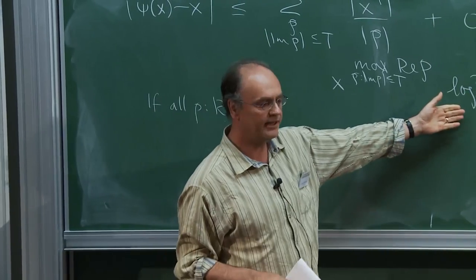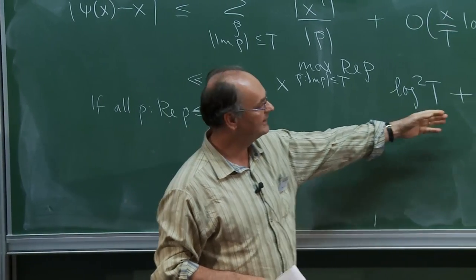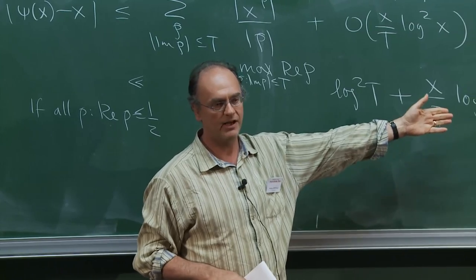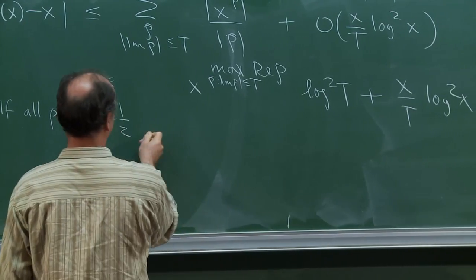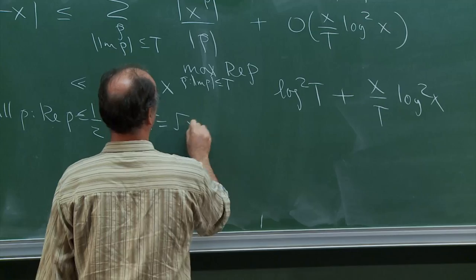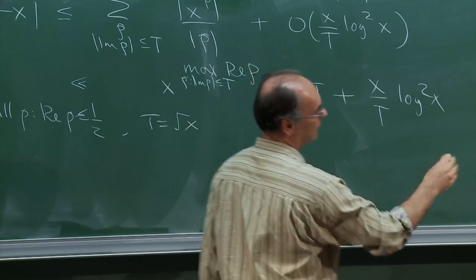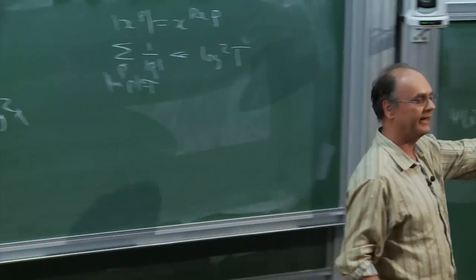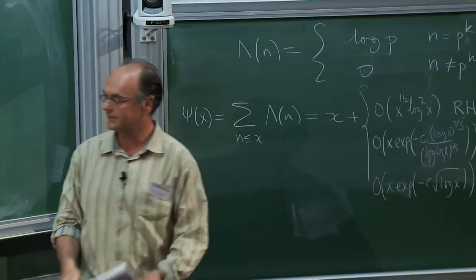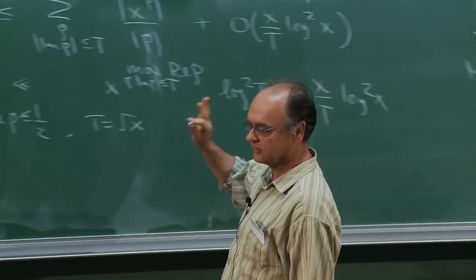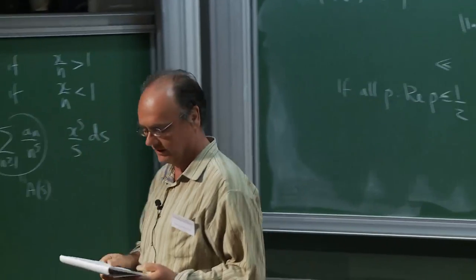then, well, here we've got x to the half times log squared. Okay, if we pick t as root x, and this would also be x to the half times log squared, so then take t equals root x, and we get an error term, well, what we said over here, x to the half times log squared x on the Riemann hypothesis. So under the assumption that all of the zeros lie on the half line or to the left.